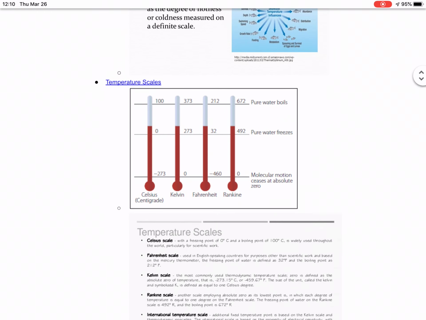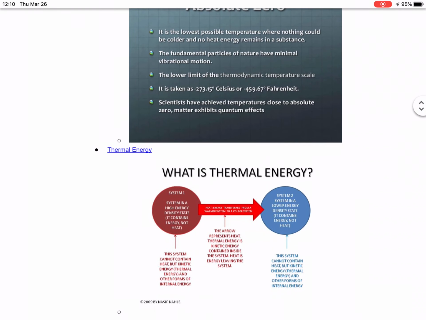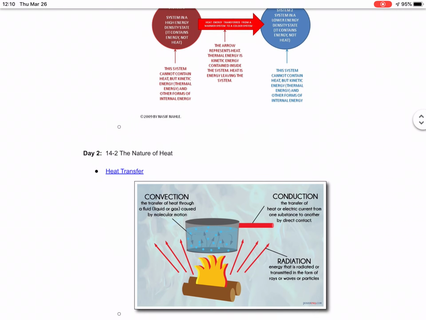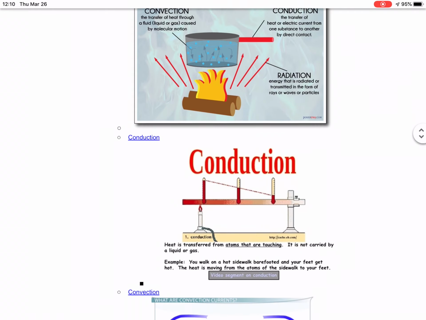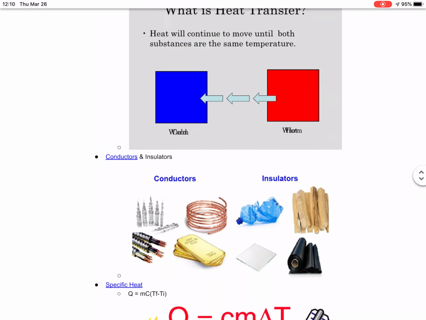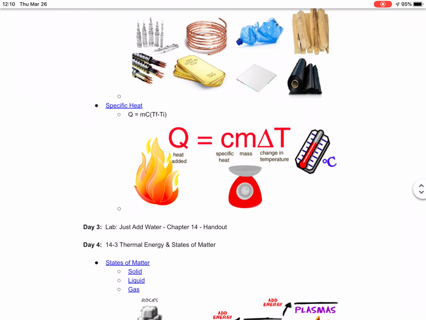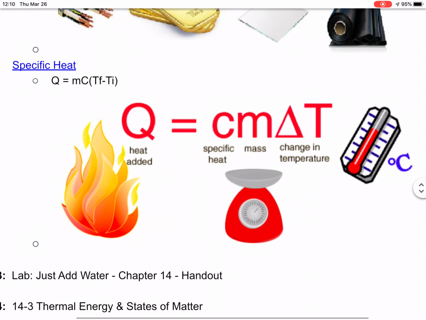We've already talked about temperature and temperature scales, the Fahrenheit, Rankine, and Celsius. We talked about absolute zero, the coldest temperature you can possibly have, how heat transfers from hot to cold. Then we talked about the three types: conduction, convection, and radiation. Then we talked about what conductors and insulators are, but we really want to focus on this equation here, the specific heat. Okay, specific heat is the ability of a substance to absorb energy and not change temperature.